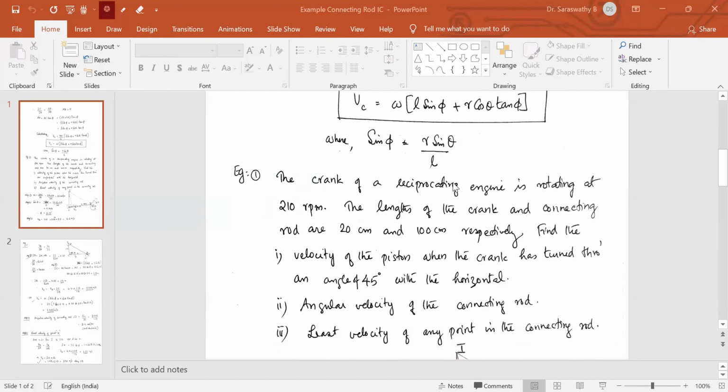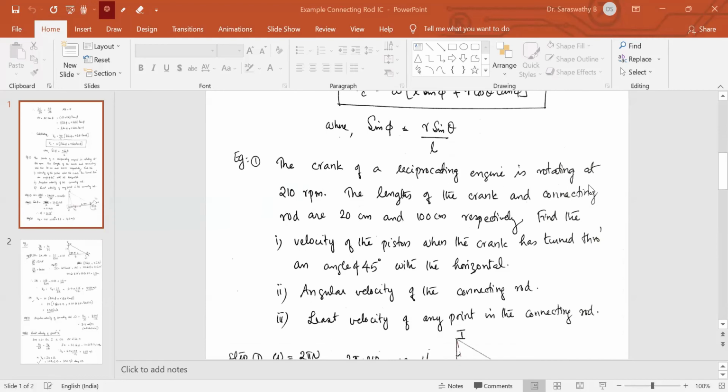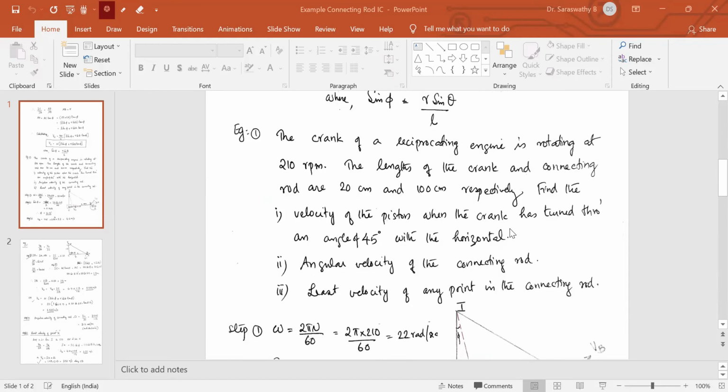Let us have a numerical example. The crank of a reciprocating engine is rotating at 210 RPM. The lengths of the crank and connecting rod are 20 centimeters and 100 centimeters respectively. Find the velocity of the piston when the crank has turned through an angle of 45 degrees with the horizontal, the angular velocity of the connecting rod, and the least velocity of any point in the connecting rod. Okay, let us see one by one.